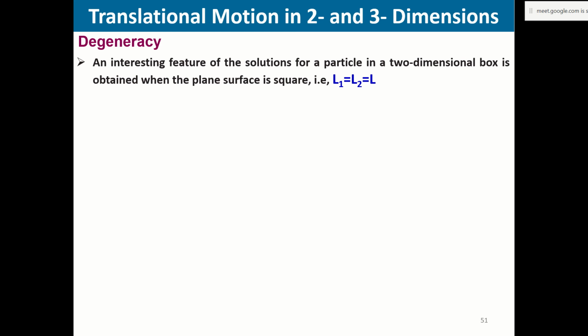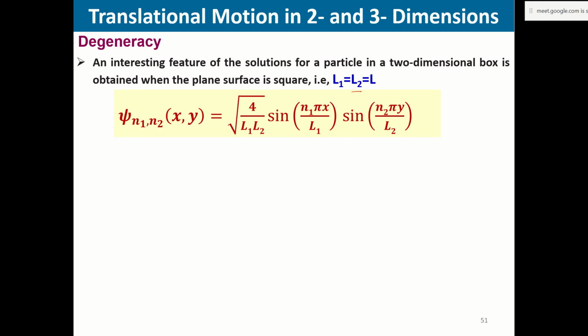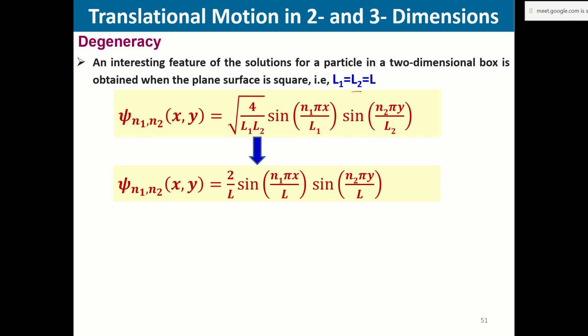So degeneracy arises when the lengths L1 and L2 are equal. This is one case of degeneracy that we are discussing. There will be another one that we will discuss later on. So in 2 and 3 dimensions, when L1 becomes equal to L2, you have two wave functions which correspond to the same energy. Let's see how it happens.